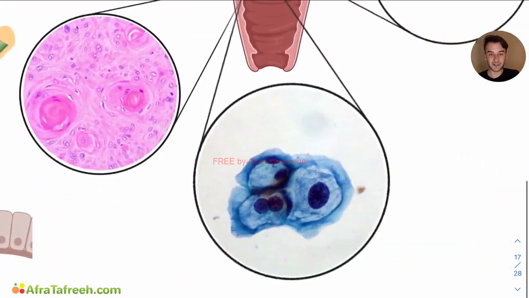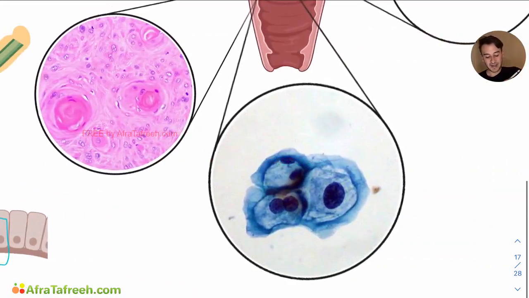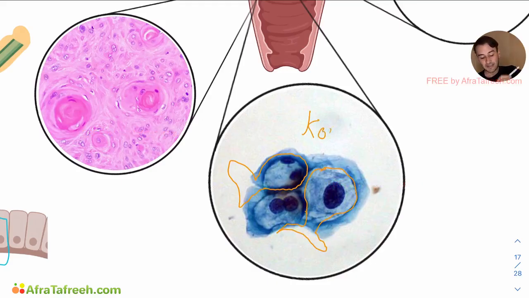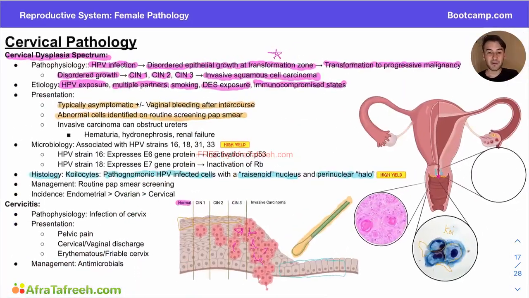I love this histology. I'm obsessed with it because I think they look like koi in a koi pond, like decorative koi. So I always imagine these as a fish with these big bulging eyes from the perinuclear halo and the raisinoid nucleus. And the fact that they are called koilocytes helps me remember that they also look like koi, and they just look so distinct on exam day, and this really helps me get questions right related to HPV.